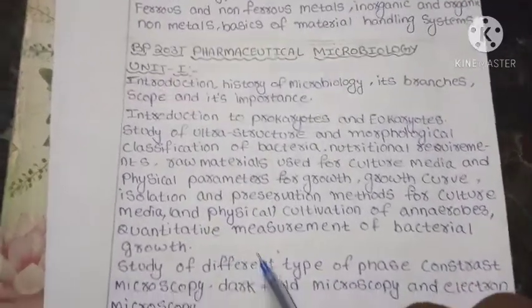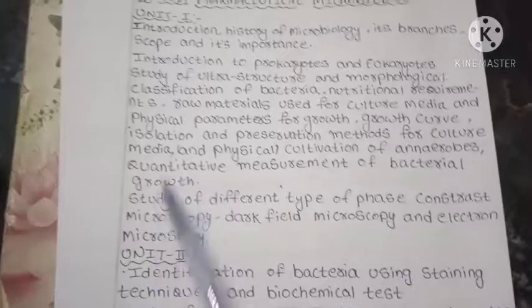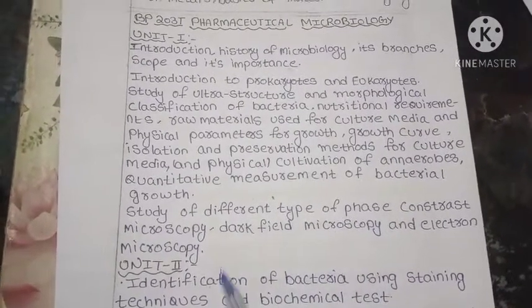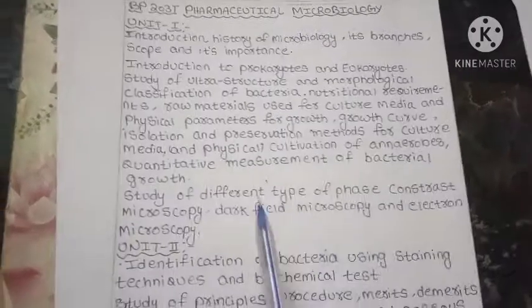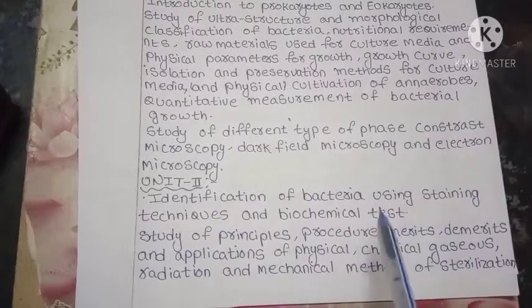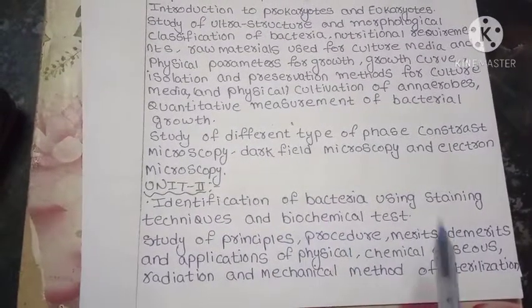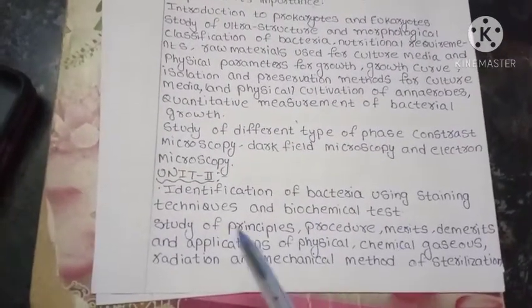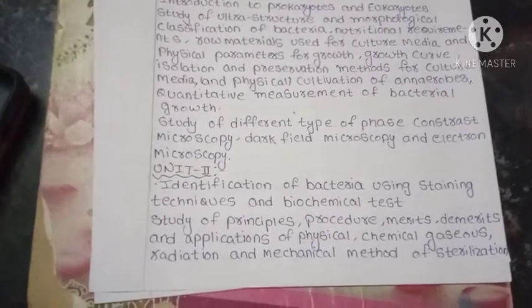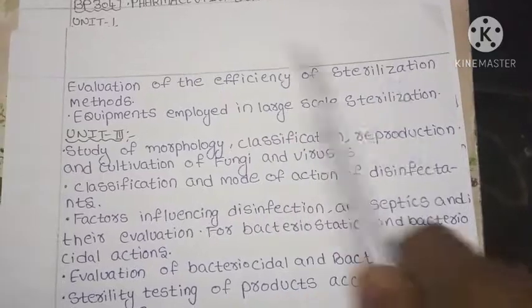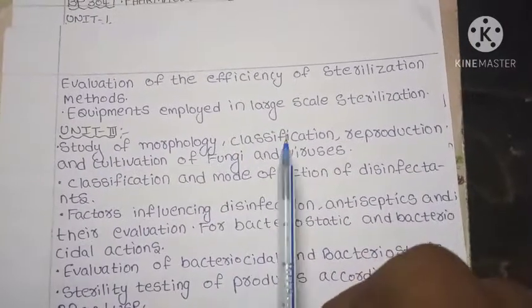also quantitative measurement of bacterial growth. And also we learn the study of different types of microscopy, like phase contrast microscopy, dark field microscopy, and electron microscopy. In unit 2 we need to learn the identification of bacteria using staining techniques and biochemical tests, and study the principle, procedure, merits, demerits and applications of physical, chemical, gaseous, radiation and mechanical methods of sterilization. And also in the second unit, we learn the evaluation of the efficiency of sterilization methods and equipment employed in large scale sterilization.